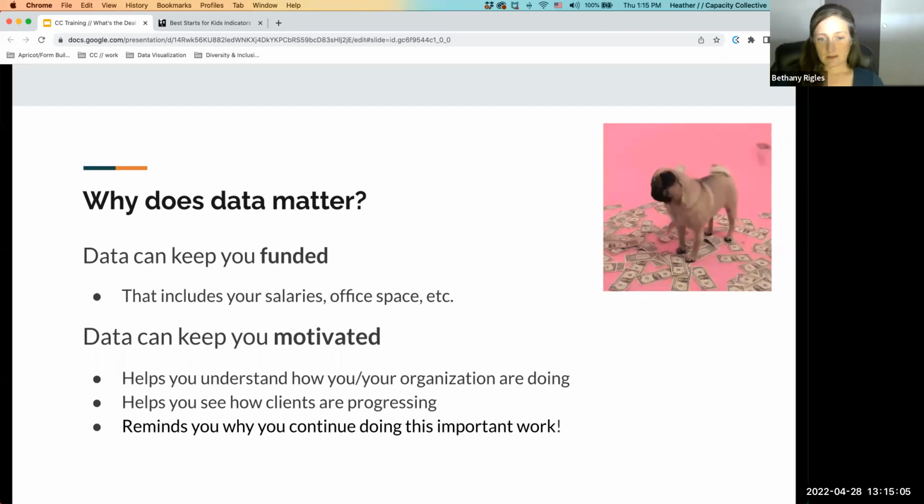So most of your organizations are getting money from contracts and grants. And that means you're typically obligated to report to those funders, such as Best Starts for Kids, and data is required for reporting. So without it, you can lose your funding, which means no salaries, no office spaces, and so on. But data isn't just for funders, it's also for you. It can really help keep you motivated. It can help you understand what's going well, what needs improvement with your organization. It helps you understand where your clients are at and how they might be progressing. And it reminds you why you continue to do the important work that you're doing.